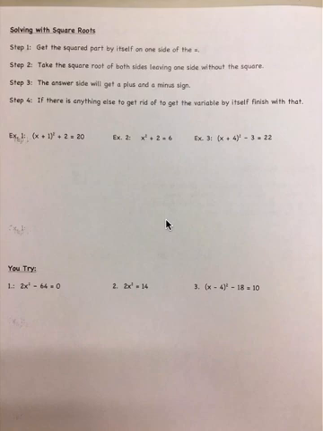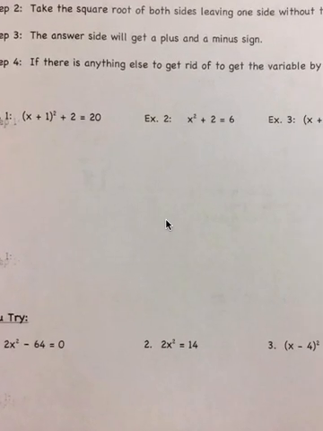So if we look at this first one, x plus 1 squared plus 2, we want to get the perfect square part by itself. So we're going to subtract 2. x plus 1 squared equals 18. Then we're going to take the square root of both. When I do that, I'm left with x plus 1 is plus or minus the square root of 18.